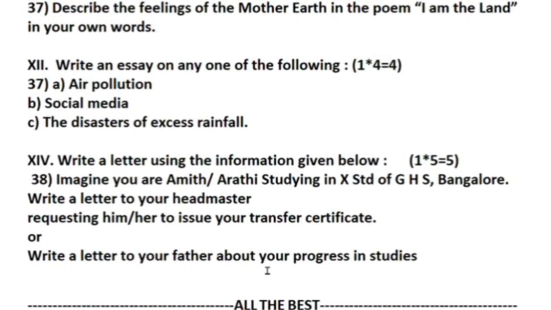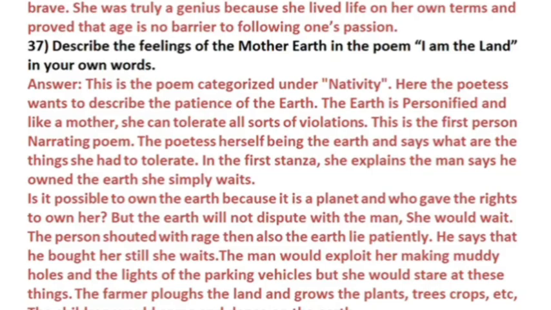Question number 37. Describe the feelings of the Mother Earth in the poem I Am the Land in your own words. Answer: This is a poem categorized under nativity. Here the poetess wants to describe the patience of the earth. The earth is personified, and like a mother, she can tolerate all sorts of violations. This is a first person narrating poem. The poetess herself being the earth says what are the things she had to tolerate.